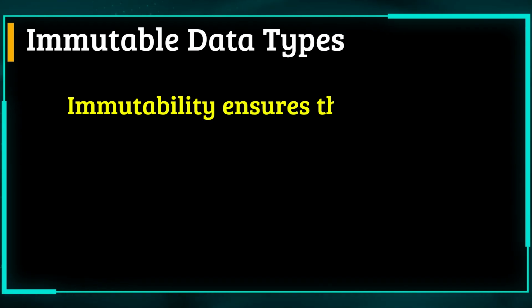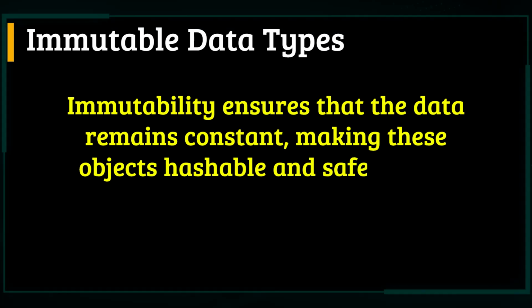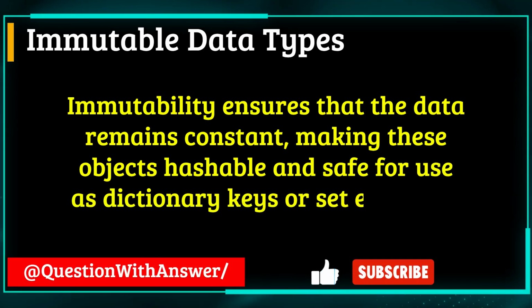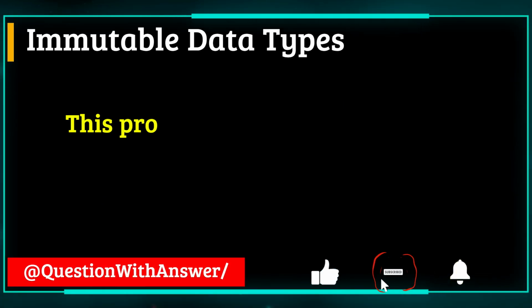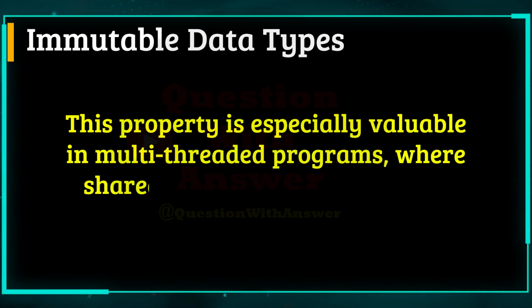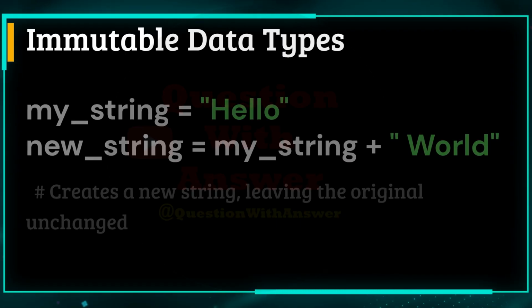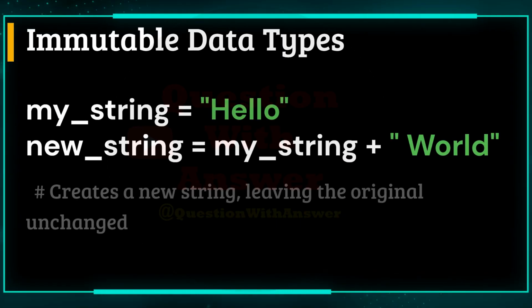Immutability ensures that the data remains constant, making these objects hashable and safe for use as dictionary keys or set elements. This property is especially valuable in multi-threaded programs, where shared mutable data can lead to unexpected behavior. Here is the example of immutable data types.